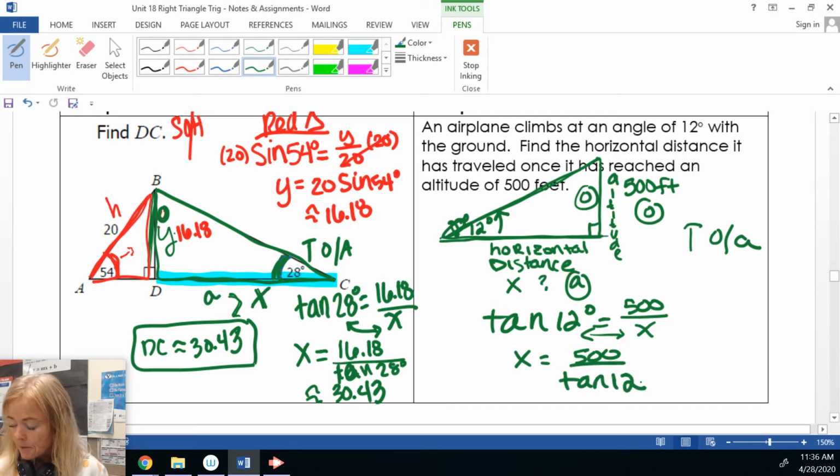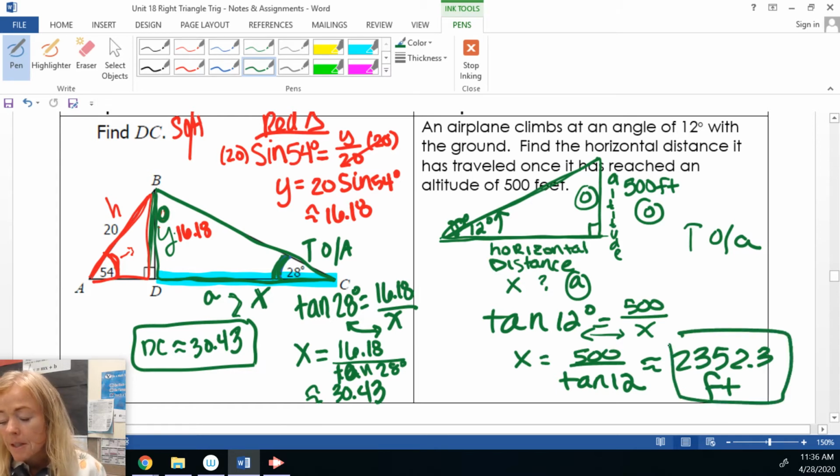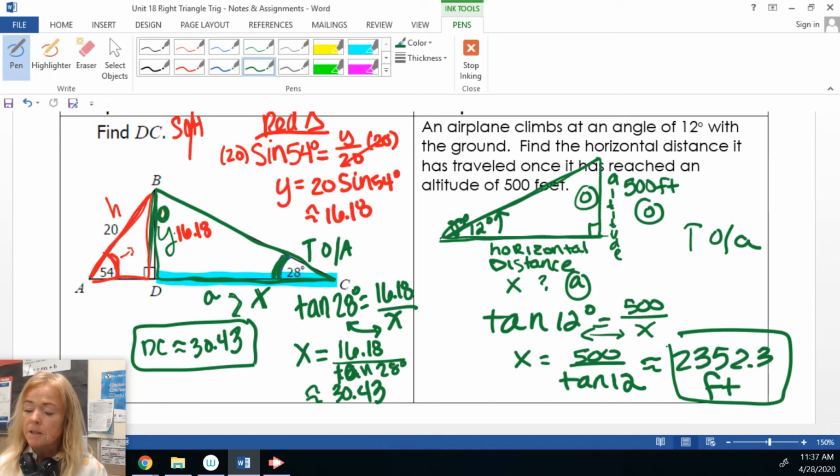All right, in the calculator, 500 divided by tangent 12, we have approximately 2,352.3 feet. It's in feet, right? Yep, 500 feet. Okay, so that's how many feet we need. It's about half a mile, isn't it? About half a mile of clearance in order for that airplane to take off at a 12-degree angle.